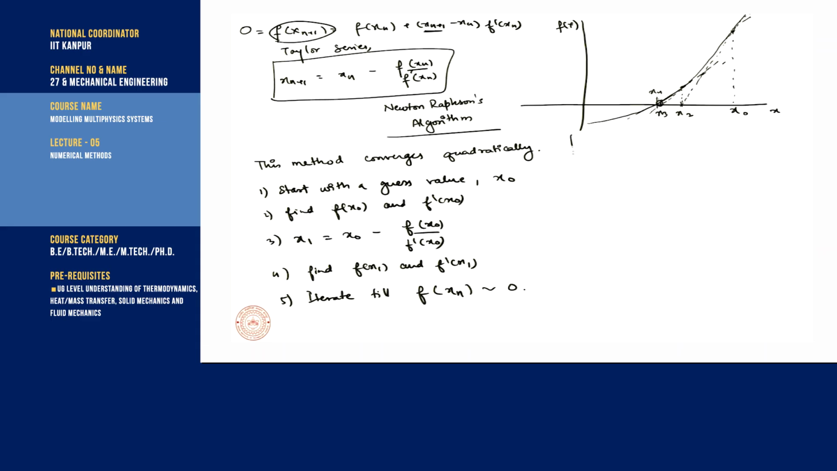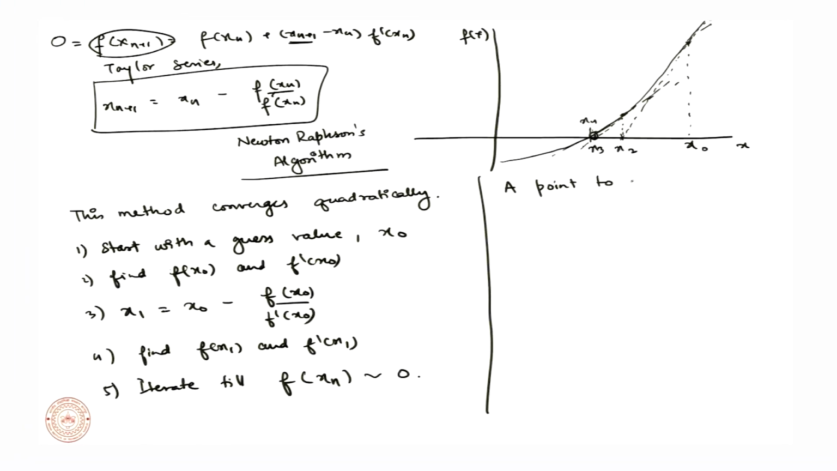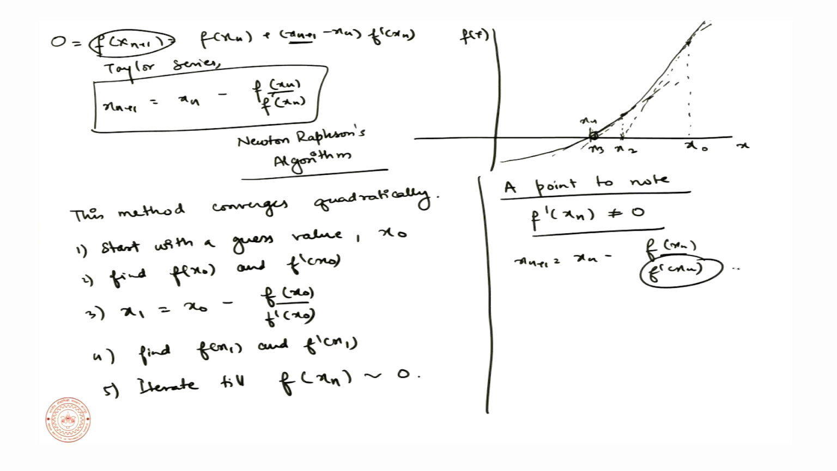Okay, there is one catch in this method. A point to note, and this is one of the major fallacies of Newton iteration. Although Newton iteration is an extremely popular method, one of its major fallacies is that f prime of xn should not be 0 at any point. For any guess value, our derivative value should not be 0, because if the derivative becomes 0, then in xn plus 1 equals xn minus f of xn by f prime of xn, the denominator will be 0, and our solution will blow up.